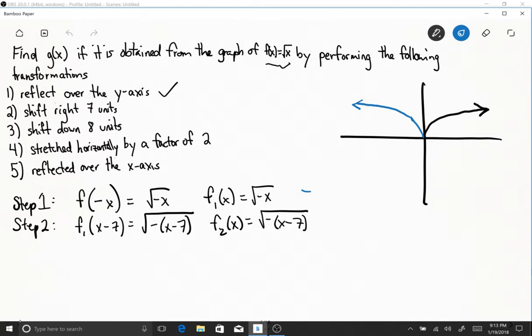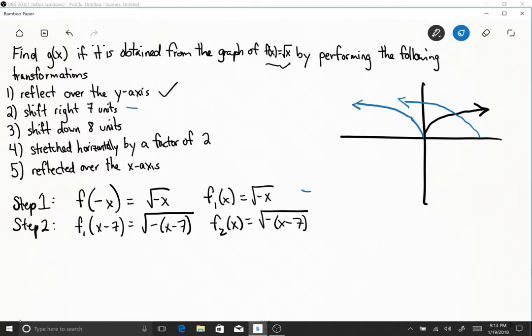So now, I'll continue with the drawings in terms of what's happened. So we shift right 7 units. So now we've taken this graph and gone this way, right? So we have the same graph, just shifted right 7 units.